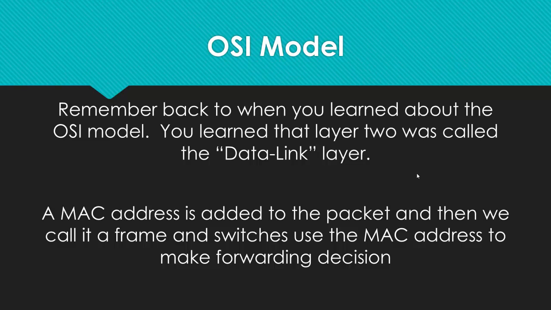Alright, so remember back to when you learned about the OSI model. You learned that at layer 2, we called it the data link layer, and a MAC address is added to the packet, and then we call it a frame. And that switches use the MAC address to make forwarding decisions for local traffic.